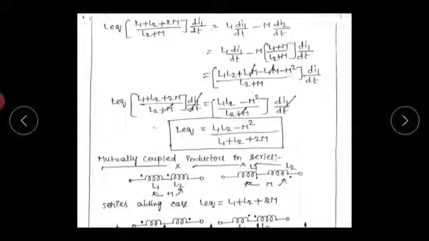The equivalent inductance in parallel aiding connection: L equivalent equals (L1 L2 minus M square) by (L1 plus L2 minus 2M). In parallel opposing connection, L equivalent equals (L1 L2 minus M square) by (L1 plus L2 plus 2M).